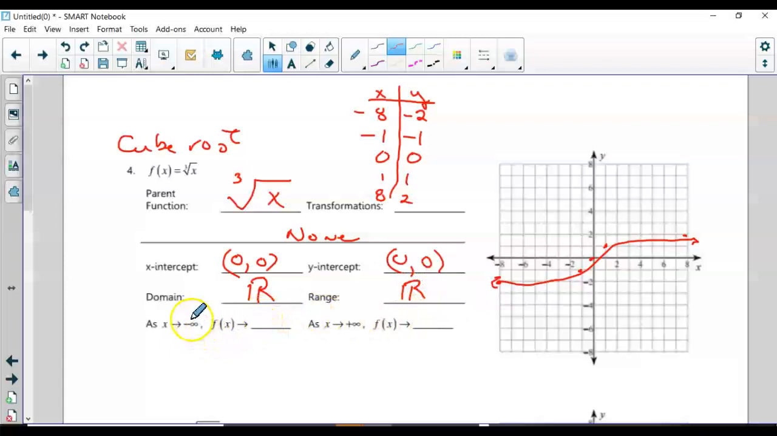Now our end behavior, as I go to the left, remember negative infinity means left. So as I go left, I'm going down to negative infinity. And then, let's take a look, as I go to the right, it's going to continue to go up. Really slow, but it's going to go up forever. So that goes towards infinity.